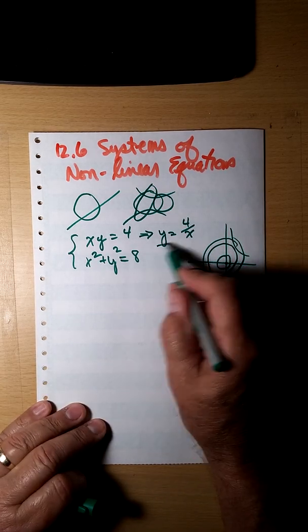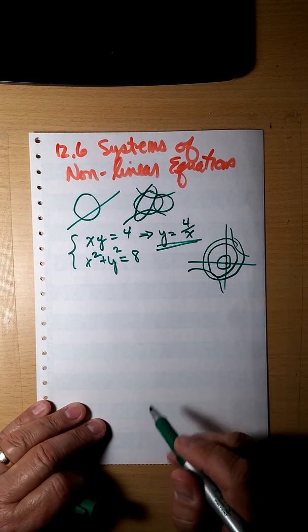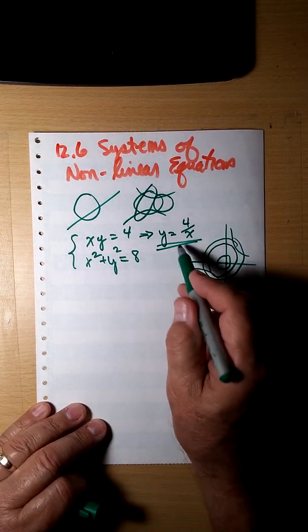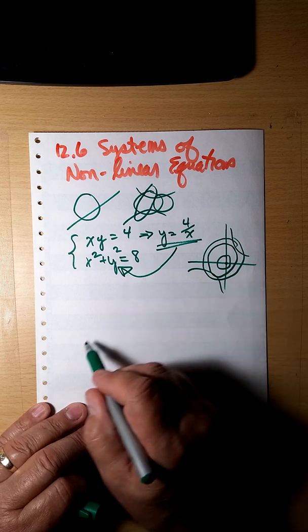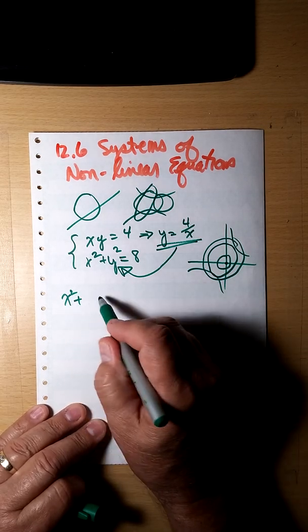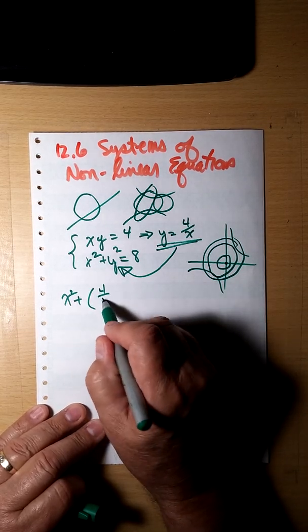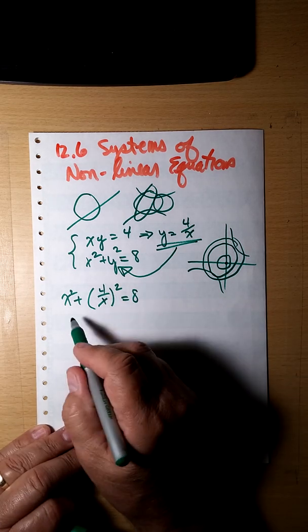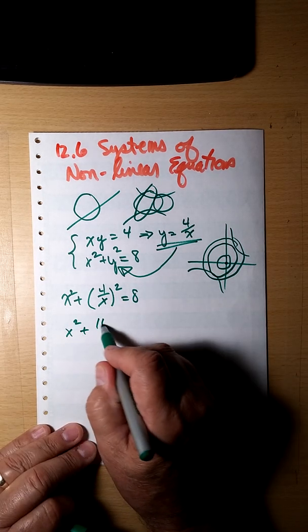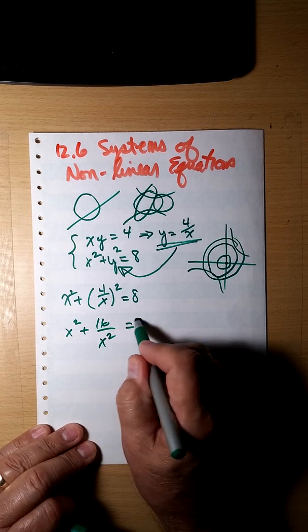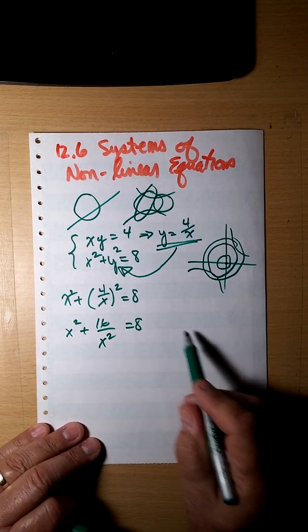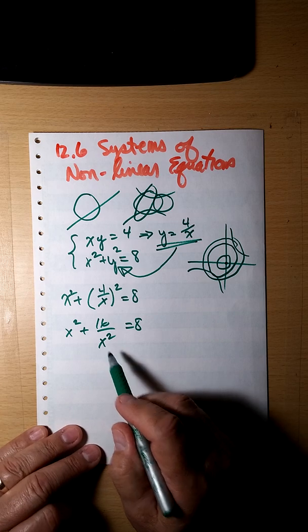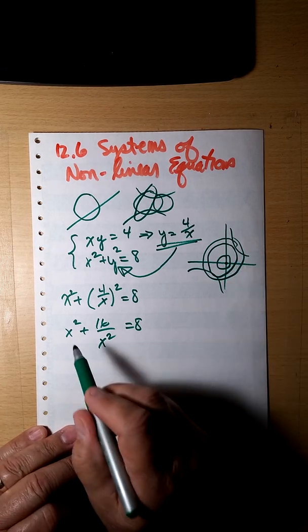So we're going to take this. Substitution is many times your best choice. Plug that in for the y. So it's x squared plus, not y, but 4 over x squared equals 8. When you square both of those, x squared plus 16 over x squared equals 8. I'm going to multiply everybody by x squared. We're going to assume it's not going to be 0.